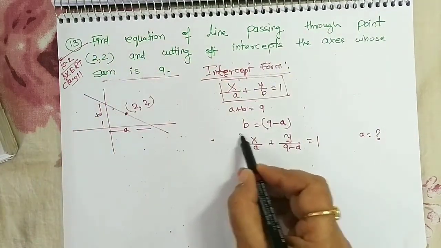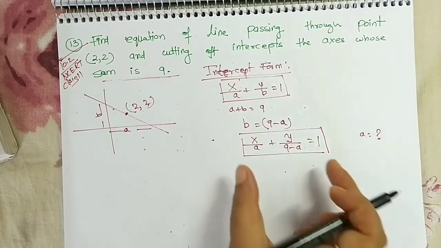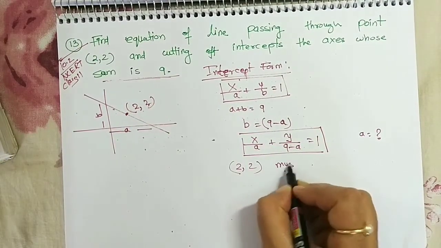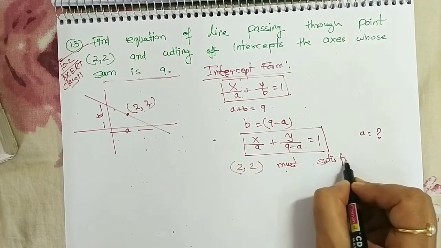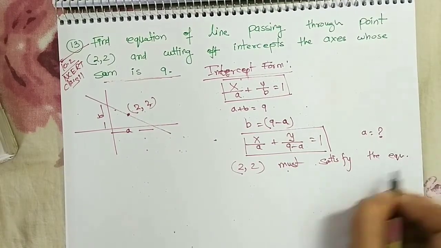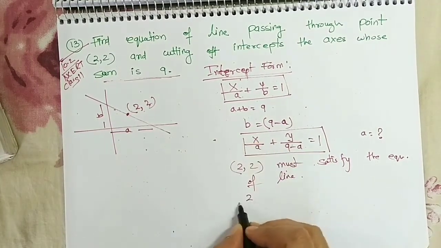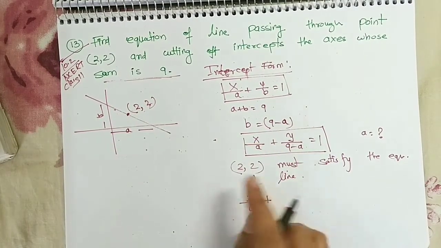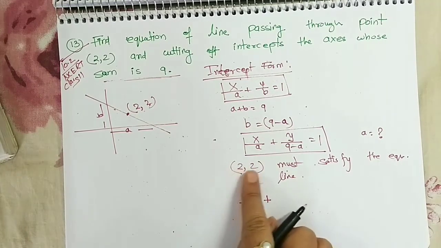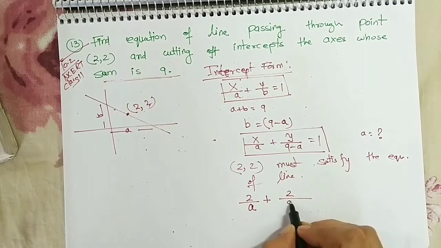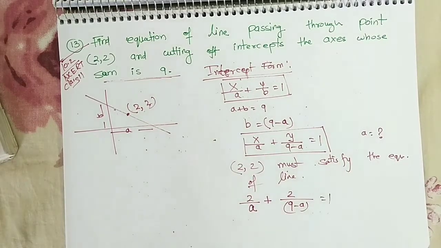So if this line is passing through (2, 2), then (2, 2) must satisfy the equation of the line, correct? So I will put it here. I will put 2 by a, because this is the x part and this is the y part, always. First is x, second is y. Y is also 2, over 9 minus a is 1.